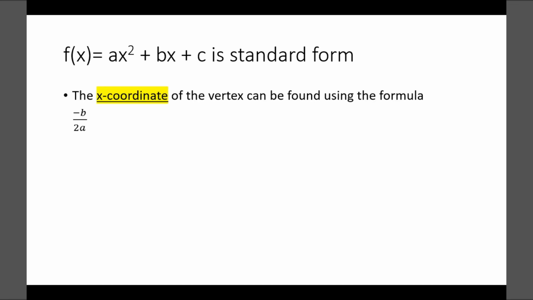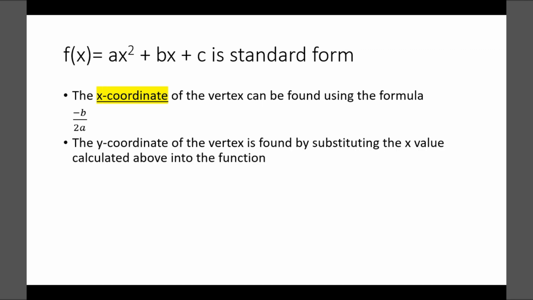So the x-coordinate of the vertex can be found using the formula negative b over 2a. I like to say negative b stands for the opposite of the b value. The y-coordinate can be found by taking whatever we calculate for the x value and substituting it into the original function and solving for y.